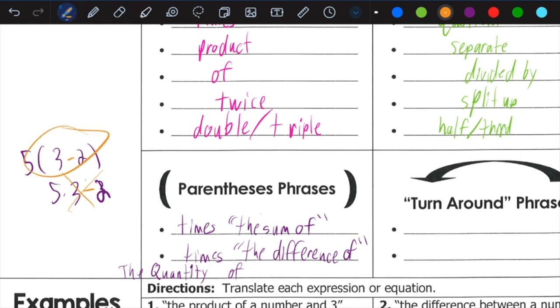So to use quantity with this early example, it'd be the quantity of 5, let me try this again, 5 times the quantity of 3 minus 2, telling us whatever comes after quantity of is in those parentheses. So once again, that'd be like 5 times the quantity of 3 minus 2. Once again, you have to specify the operation because it doesn't automatically mean a certain one, like sum and difference of. So it's more versatile, but it does require you to specify the operation.